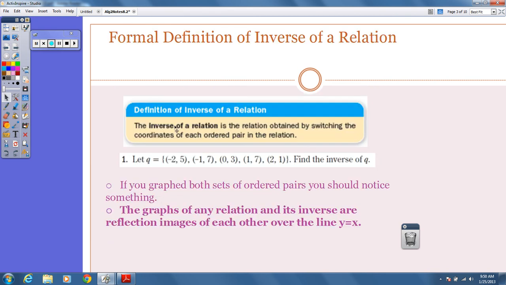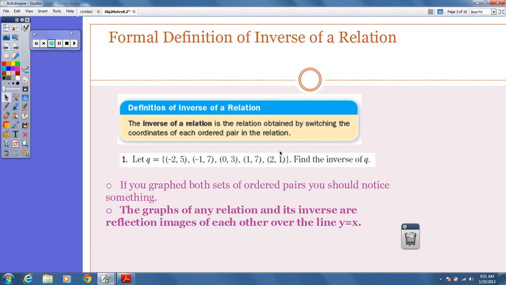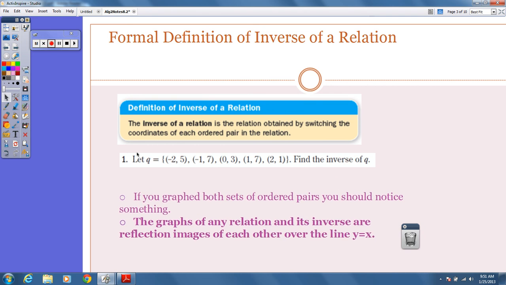Here is the formal definition of the inverse of a relation. Basically, all you do is switch the x and y's. It can be a function or it doesn't have to be a function. This is very easy to do. So what is the inverse of Q? You can write Q inverse like this. What are the ordered pairs now? We'll just switch the x and y: 5, -2, 7, -1, 3, 0, 7, 1, and 1, 2.